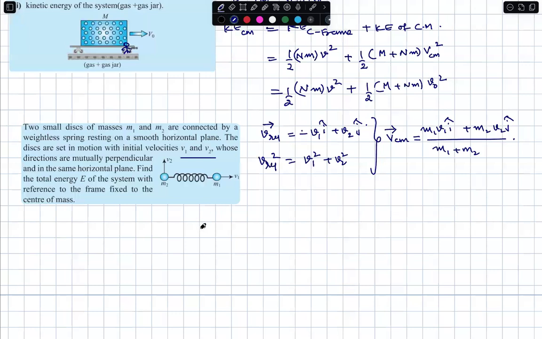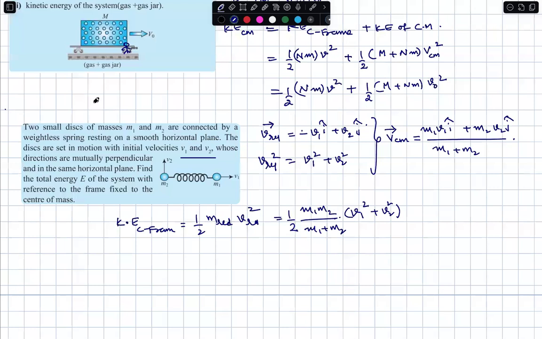In the center of mass frame of reference, the kinetic energy is nothing but half reduced mass times V relative square, which is half M1 M2 by M1 plus M2 times V relative square, that is V1 square plus V2 square. Done. Simple. In one step, I have closed this question.